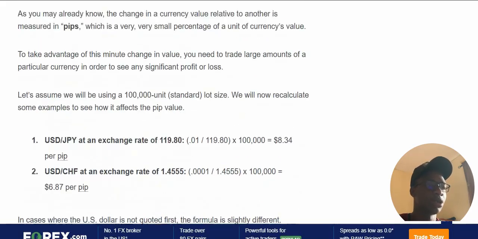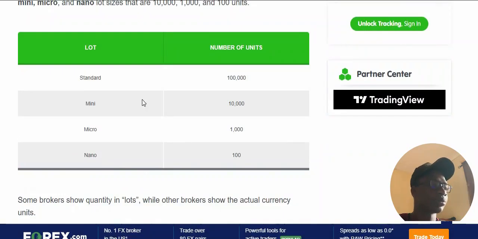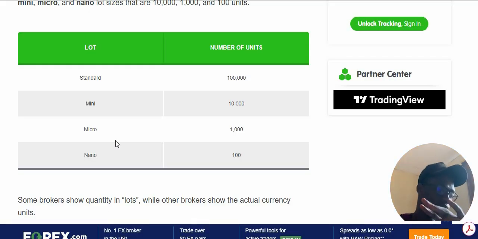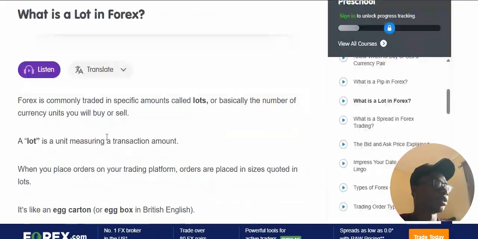These lot sizes vary. We have the standard lots, the mini lots, the micro lots, and the nano lots. So according to what I'm saying now, we have four types of lots. For the standard lot, the number of units is 100,000. For the mini lot, the number of units is 10,000, for the micro lot it is 1,000, and for the nano lot it is 100. I'm going to teach you what all those numbers of units mean.